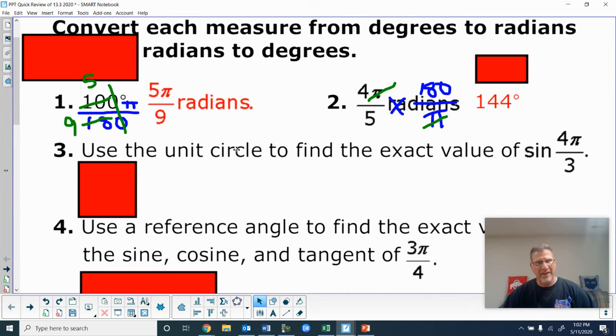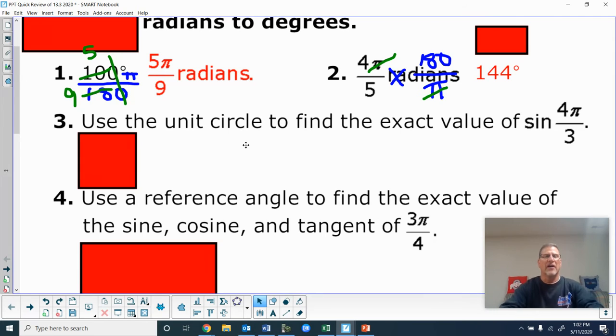Okay. The other 2 is using the unit circle. Number 4 says use a reference angle, but we'll just use the unit circle to answer the questions. Okay. So we're trying to find the exact value. Remember, exact value is not a decimal. It's in radical form. It's in fraction form. So it'd be like a 1/2, a radical 3 over 2, a radical 2 over 2, sometimes 0, sometimes 1. It depends on where we're at on the unit circle.